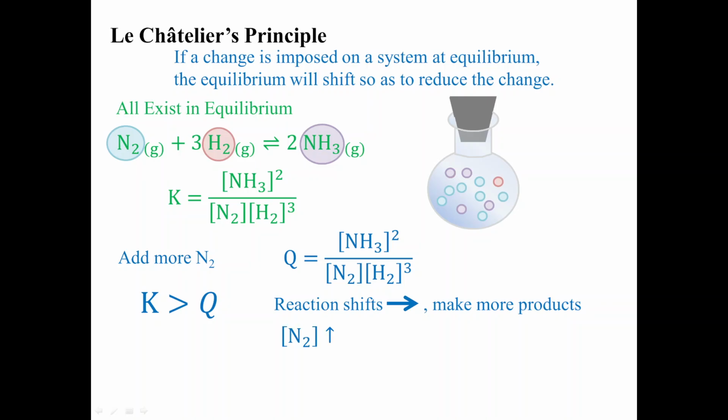And so this will ultimately cause our concentrations to change from the original scenario when we were at equilibrium. So our concentration of N2 is going to go up because we added more N2. Our concentration of H2 is going to go down because of the shift. And then our concentration of NH3 is going to go up because of the shift.